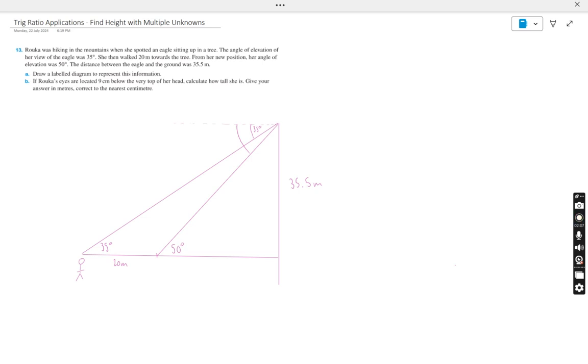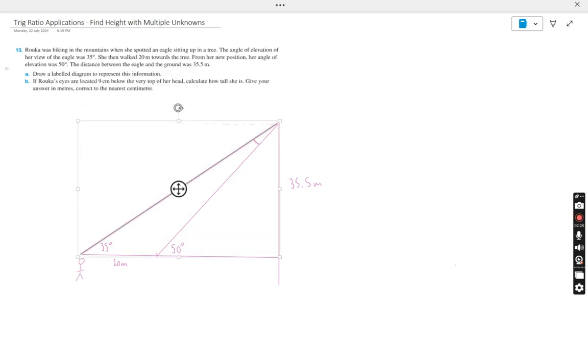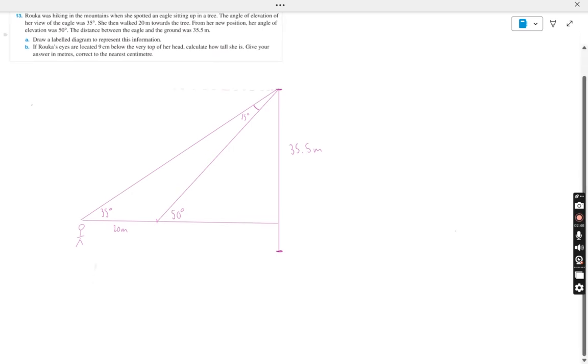So let me actually just erase that because it'll start to get a little bit confusing. But the angle, and I'll erase this one as well while I'm here, the angle of this little part here is going to be 50 minus 35, which is 15. So I might just do it on the other side. Let's go on with the pen. 15 degrees is just that angle in there. Okay, we've got everything that we need. This is the ground. This is the top of where the eagle is sitting.